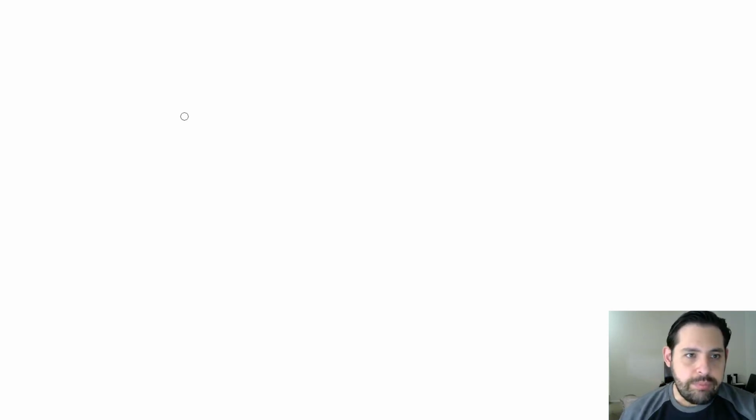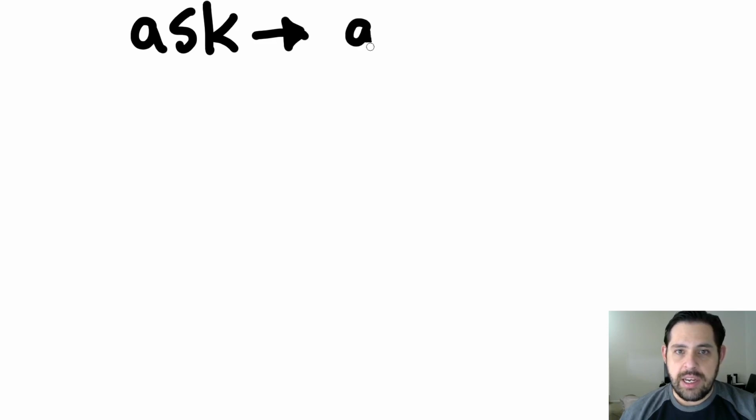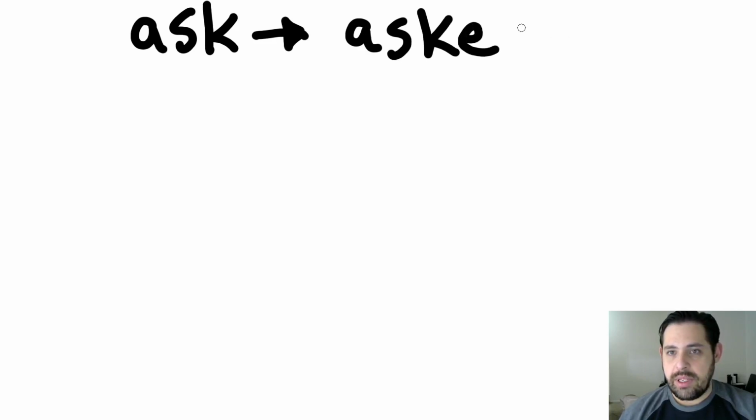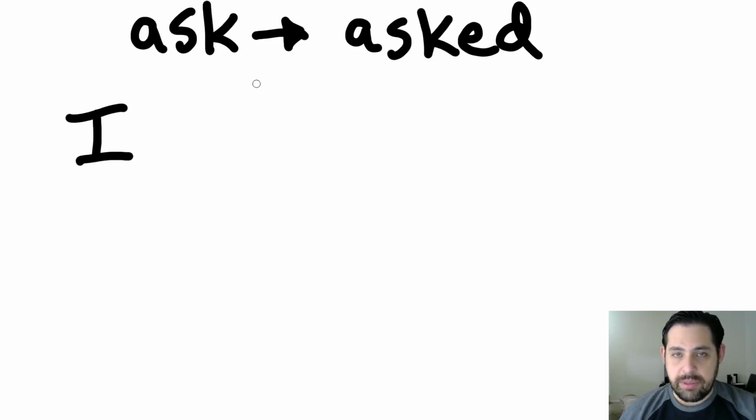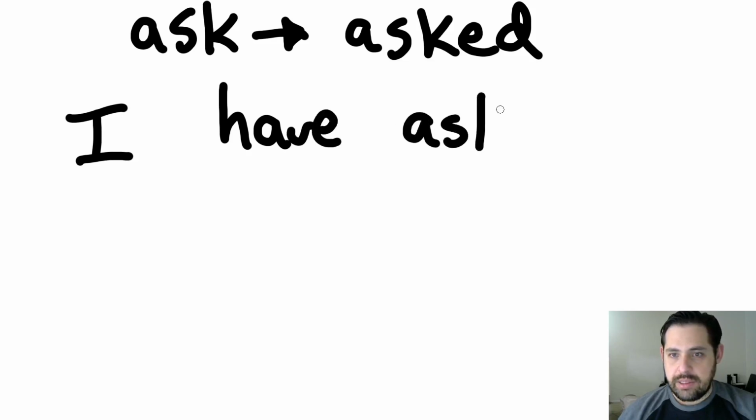Now, how do I do this, the present perfect? We just said that it's the verb to have plus the past participle. So if I have the verb, for example, ask, okay, the past participle of ask is asked with an ed. So how do I do this? The present perfect is, if the subject is I, have asked.